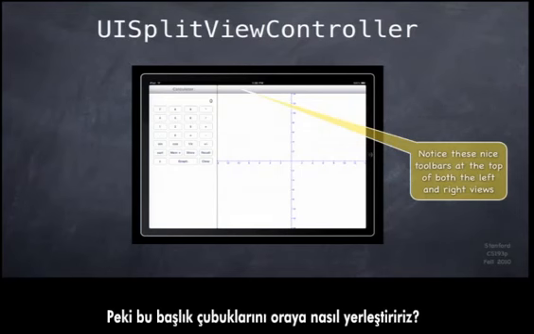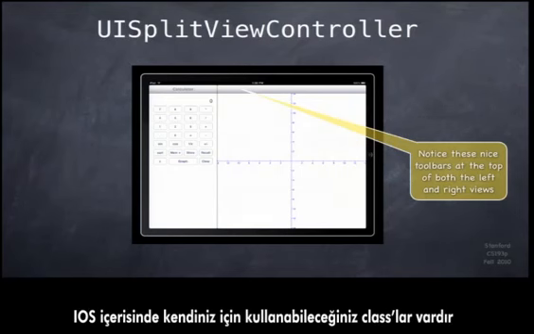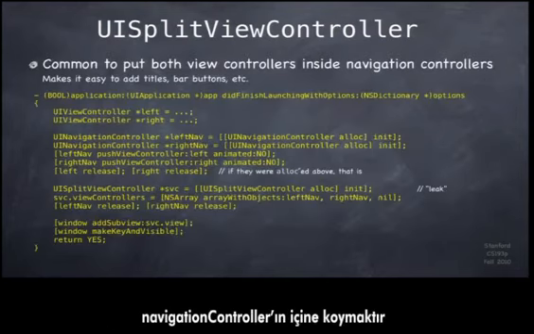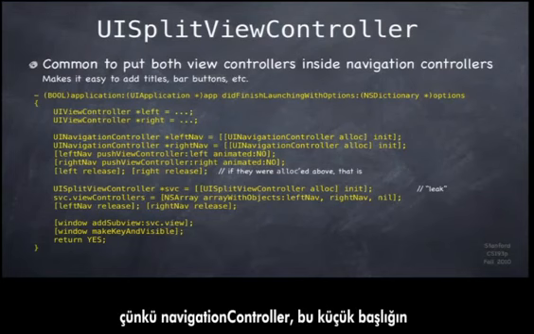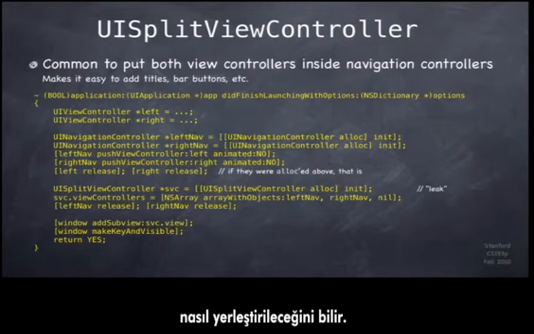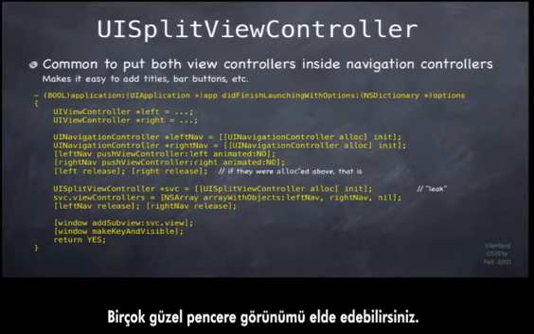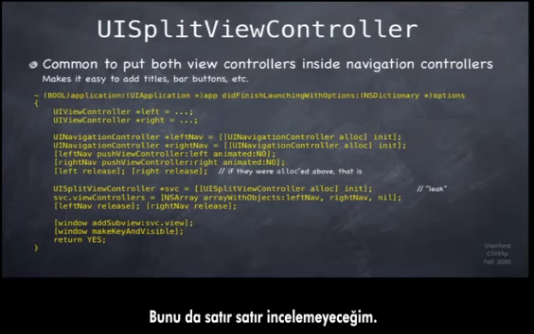So how do we get those title bars up there? There are classes in iOS that you could use to do it yourself, but the easiest way is to put both your split view views inside of a Navigation Controller. Because Navigation Controller knows how to put that title up there, and it knows how to put bar buttons up there. All right? So even if you're not going to navigate, still put them in a Navigation Controller. You get a lot of nice window dressing on those views. So here's some code. Again, I'm not going to go through this line by line.